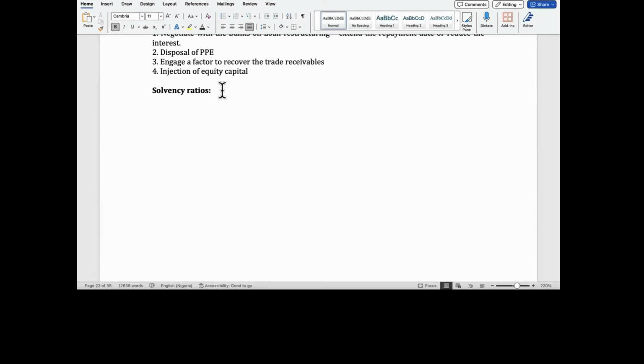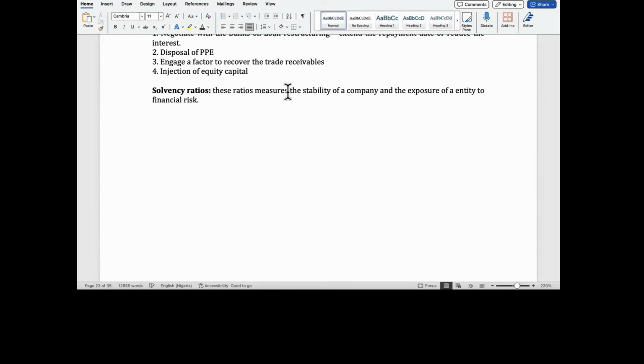So the next one is solvency ratios. These ratios measure the stability of a company and the exposure of an entity to financial risk.